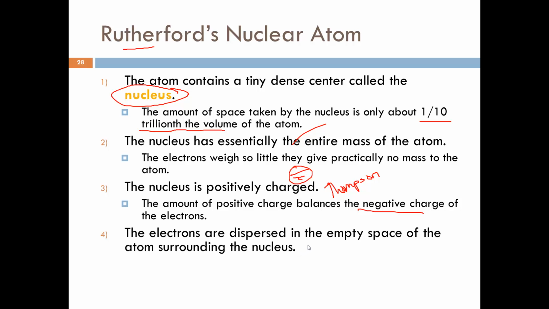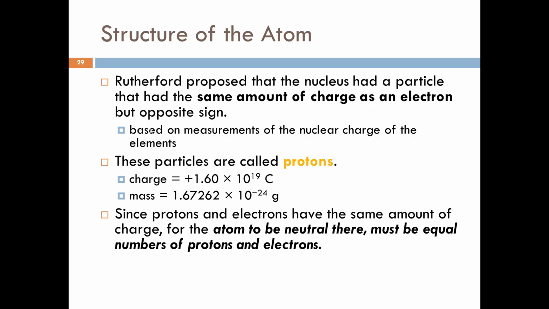Rutherford proposed that the nucleus had a particle that had the same amount of charge as an electron, but opposite. Based on these measurements of the nuclear charge of the elements, these particles are now called protons. They have almost the same charge as the electron, but they're much greater in mass. Since protons and electrons have the same amount of charge, for the atom to be neutral, there must be equal numbers of protons and electrons.